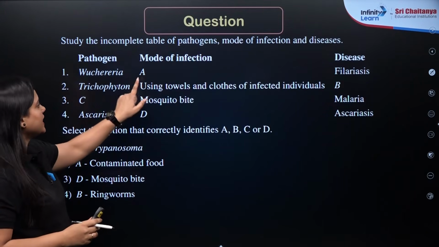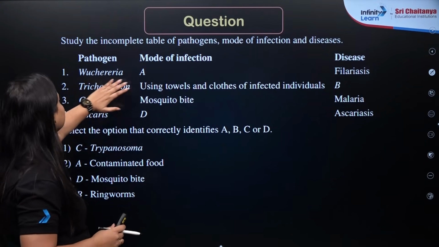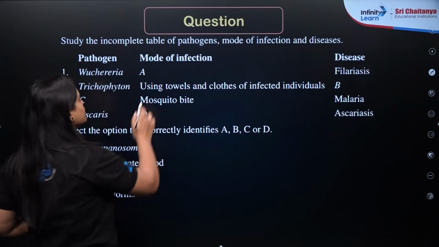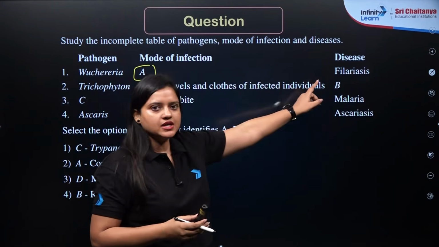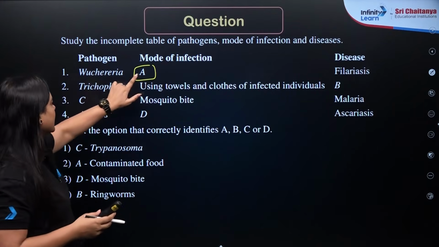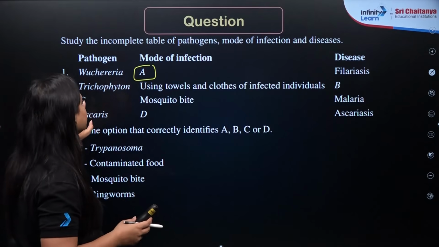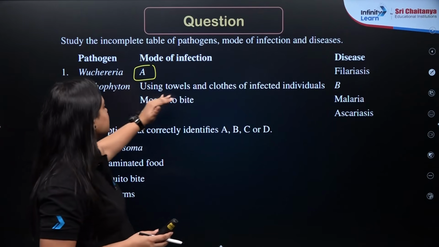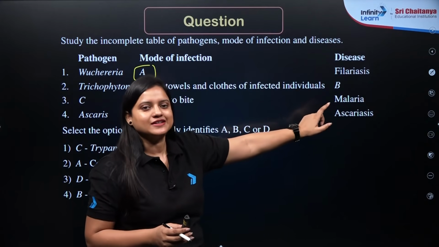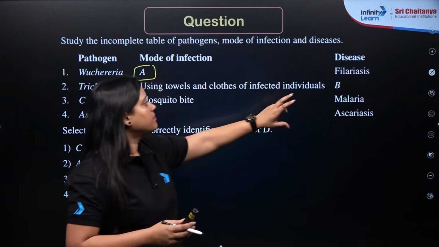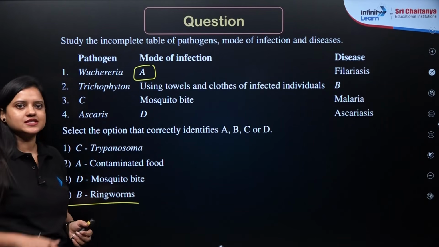So, we have here A, B, C and D, the fill in the blanks. Let's match it. So, Wuchereria, mode of infection will be mosquito bite by female Culex mosquito. This filariasis will be caused. Now, coming to A, is it given mosquito bite anywhere? No, it is given contaminated food. Coming to B, Trichophyton, using towels and clothes of infected individuals. It will be ringworm infection which is caused by fungi. So, is ringworm given for B anywhere? Yes, absolutely. So, we got our answer, it is 4.